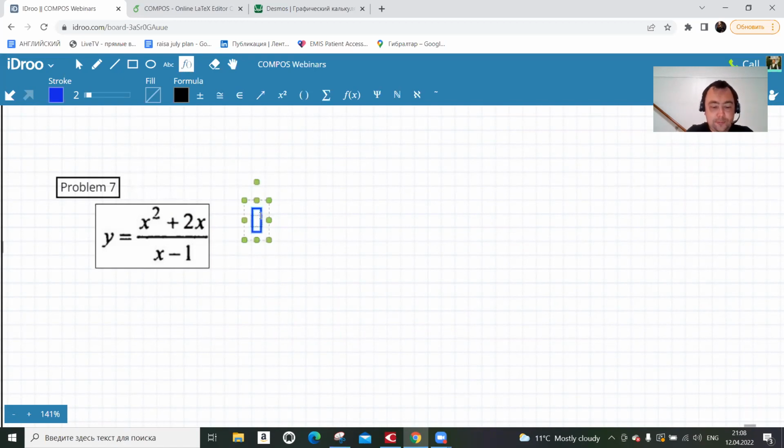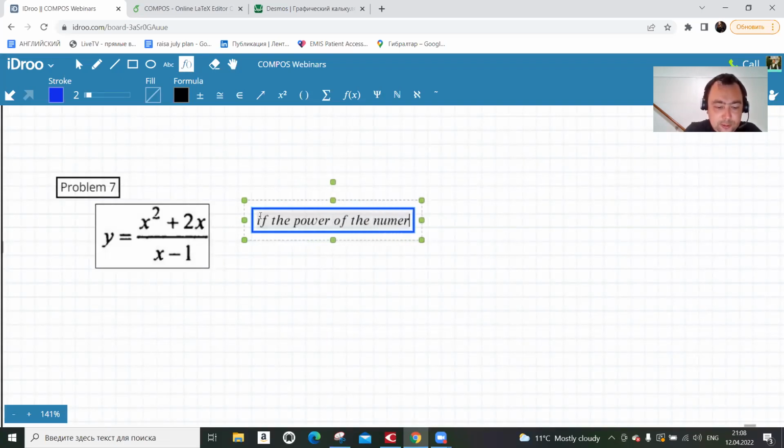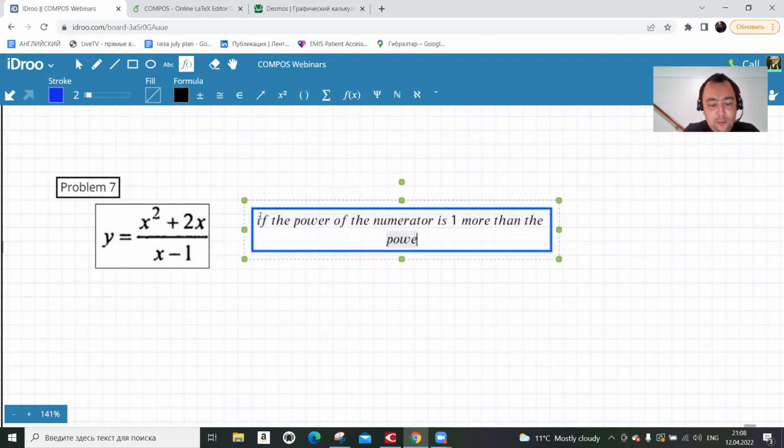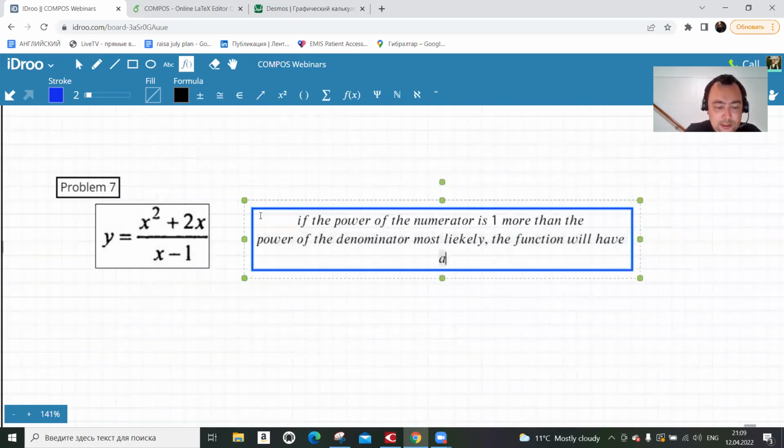So if the power of the numerator is 1 more than the power of the denominator, most likely the function will have a slant asymptote.